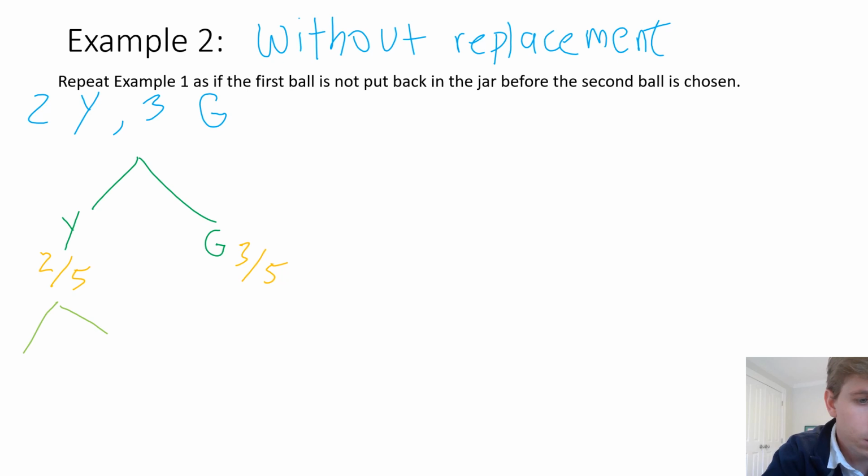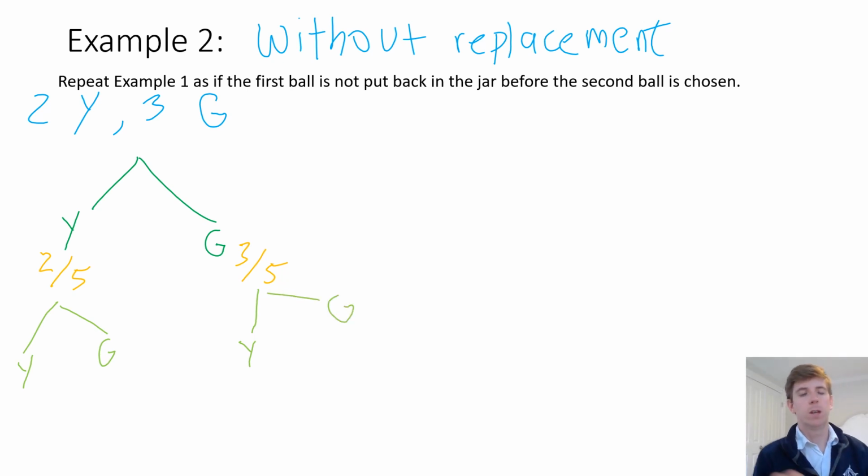Next break, you're still seeing picking either yellow or green. But here's where it gets a little bit trickier. So for this first break, the probability that you pick yellow, given that you already picked yellow, well, you've already picked one ball out, so the total outcomes is now just 4.